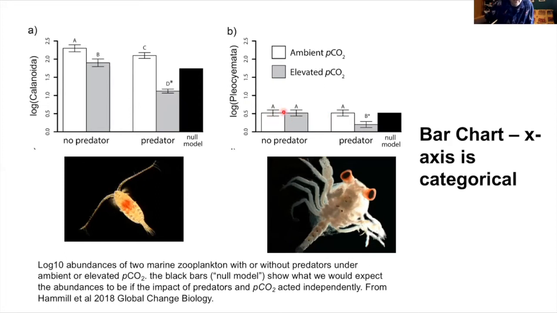Adding elevated CO2 doesn't seem to have any effect. There's no difference here. Adding a predator doesn't really seem to have any effect, same as it is here. When we add a predator and CO2, we get a big drop in the abundance of these little crabs. So again, what we can see is the effect of a predator and CO2 is interacting to reduce the abundance lower than what we'd expect based on the null model. So we can start to interpret these graphs.